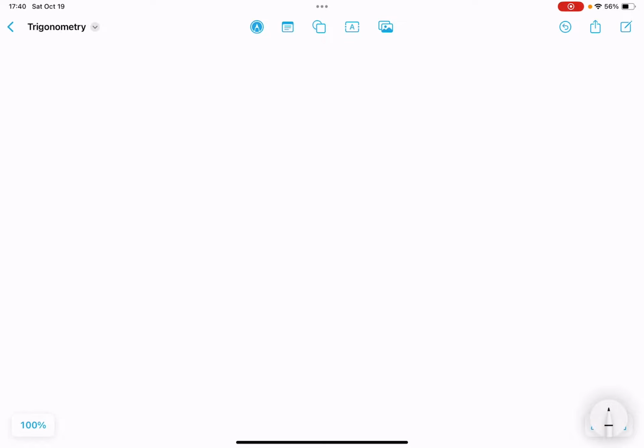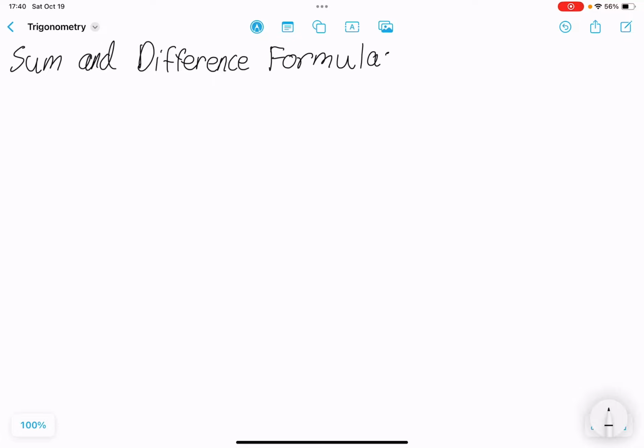So this is another lesson on trigonometry, and we're gonna learn about the sum and difference formulas. So let me just write the title: sum and difference formulas. Now what this means is that, for example, when we want to find a sine, cosine, or even tangent value of angles that are the sum of two angles that we're very familiar with.